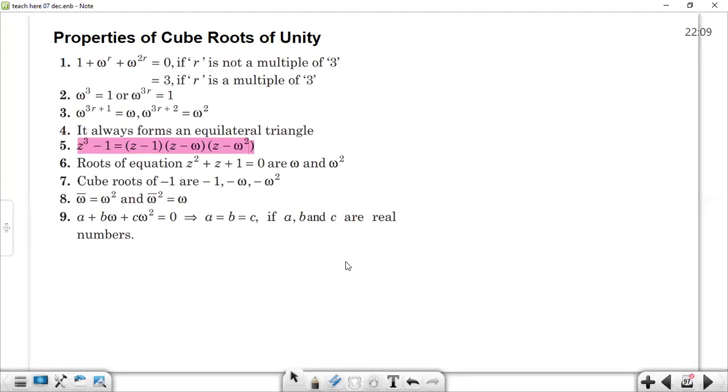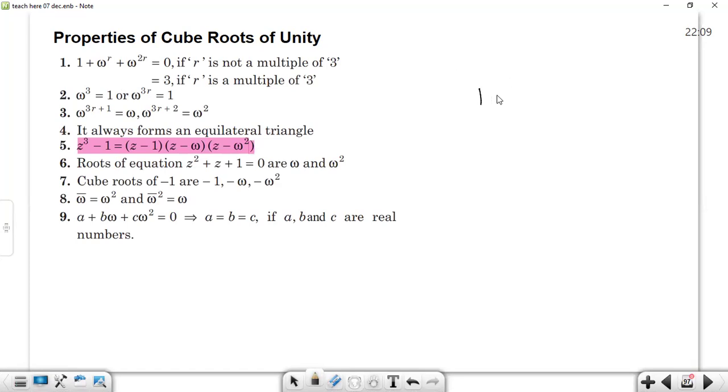So in the previous class, we discussed the cube roots of unity, in which we found that there are three cube roots of unity. One is 1, another is omega, and the other is omega square. So if we add 1 plus omega plus omega square, then definitely, as they are the roots of this particular quadratic equation, the sum is going to be 0.